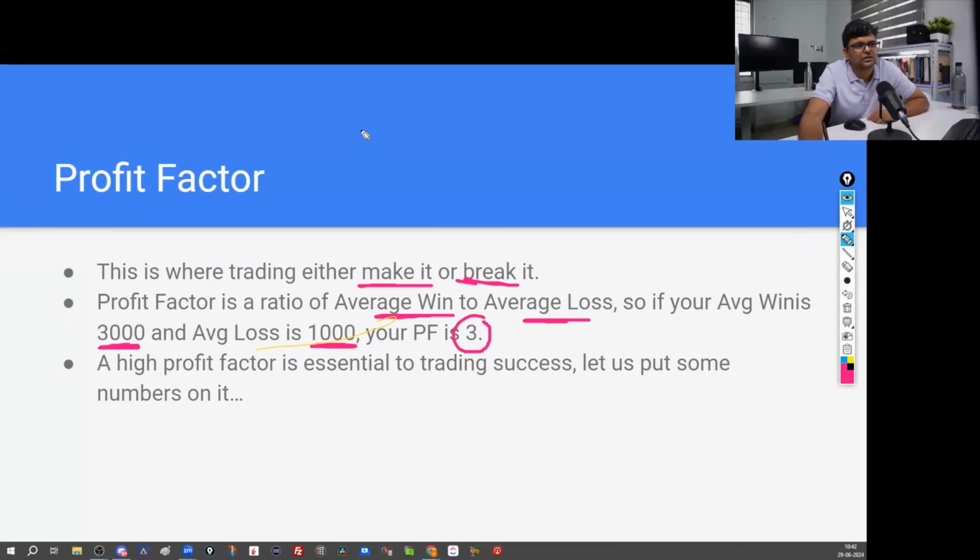But let's say you have 3 winning trades and 10 losing trades. What happened here? You made 9,000 and you lost 10,000.